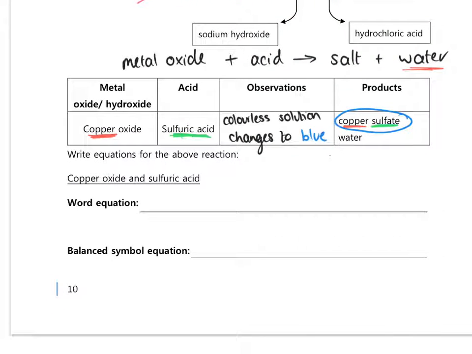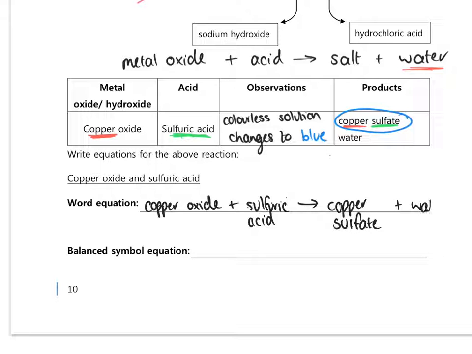So if we're trying to write our word equation for copper oxide and sulfuric acid, we simply write our reactants on the left. So we've got copper oxide reacting with sulfuric acid. That's going to produce a salt, the name of our salt. First part of the name comes from the metal, which is copper. Second part of the name comes from the acid, which changes its ending to sulfate. And our side product is water this time.